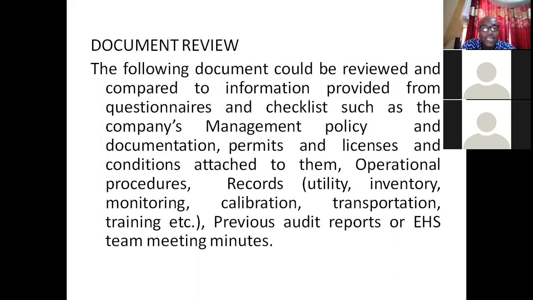The second stage is the document review. As an auditor, it is very, very important for you to check the documents available in the companies. What are the operational records? What are the records of monitoring? What are the calibration records? What are the transportation records? What are the meeting records? You need to do what we call document review. The document review will enable you to know what the company lacks. What are the problems the company has been facing for the past few months? So this is very, very important.